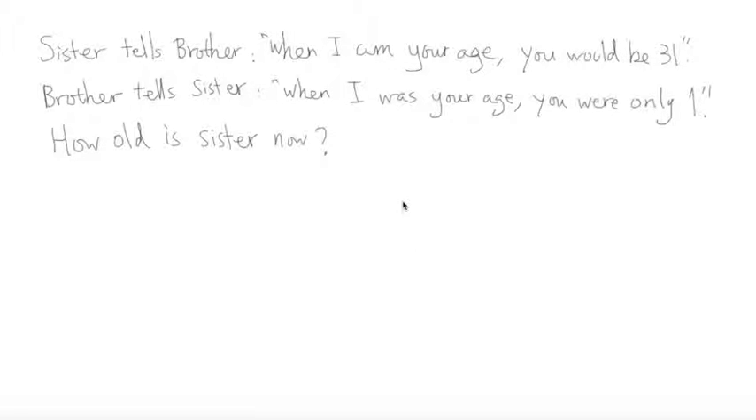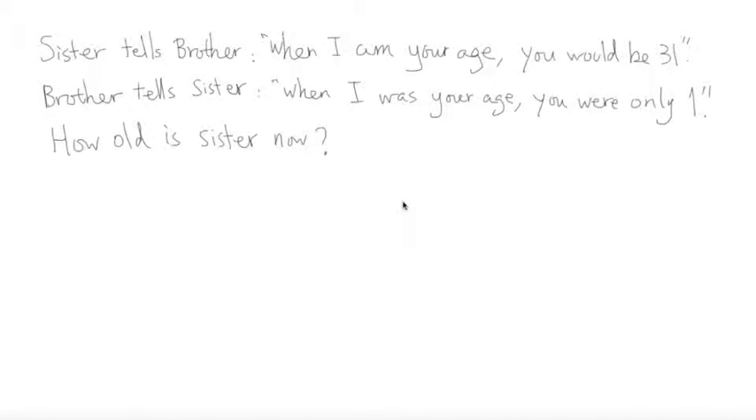So here we have a sister and a brother, and the sister says, when I get to your age, you would be 31. And the brother, actually the older brother, tells the younger sister, when I was your age, you were only 1 year old, you were a baby. Now, from these two sentences, can we conclude the age of the sister and the age of the brother? So how old is the sister at this moment? That's the question.